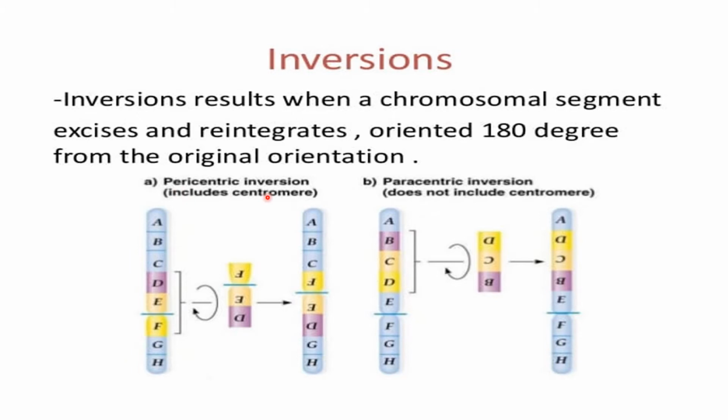Whereas in pericentric, there is a break happening on either side of the centromere. This is centromere and there is a break point happening at segment D and segment F. And this DEF segment rotates 180 degrees and gets inserted in reverse form as FED. That is, the centromere is involved in the break.